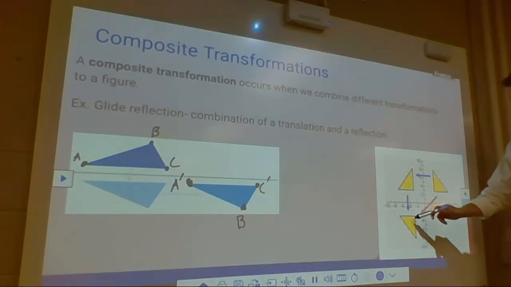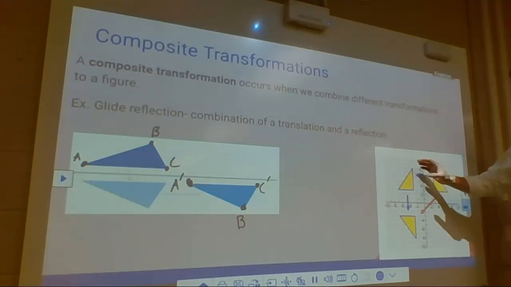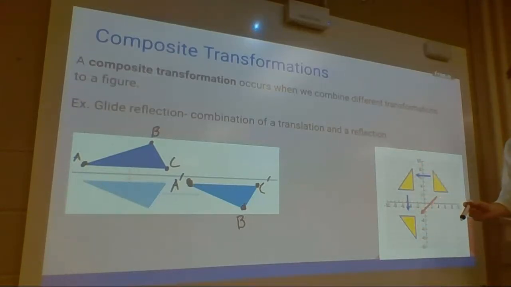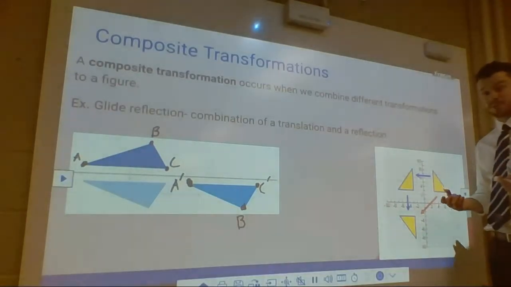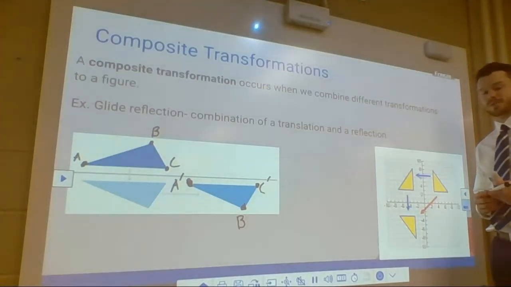Remember, when you reflect across the origin, both the x and y values become opposite. But when you reflect across the y-axis, the x value becomes opposite. When you reflect across the x-axis, the y value becomes opposite. So when you do both, they both become opposite, just like a reflection about the origin. So hopefully that helps you see how a reflection across the origin is also a composite transformation.